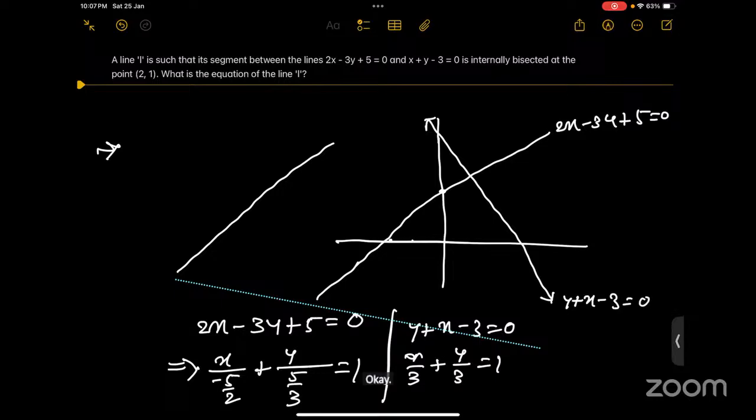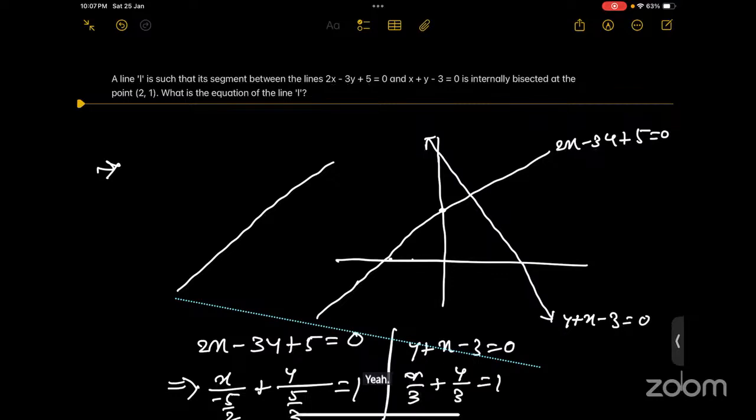Ma'am, we can simplify this line, no? First of all, 2x minus 3y plus 5 equals 0, and y plus x minus 3 equals 0. Yes, it's 3y, by mistake. Yes, ma'am. First we can simplify this. So we have these two lines.